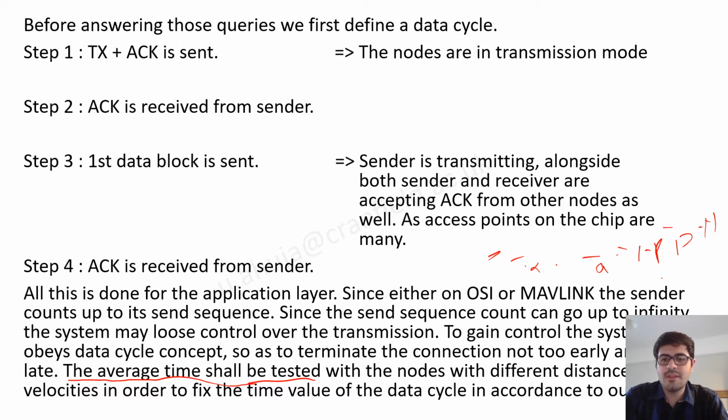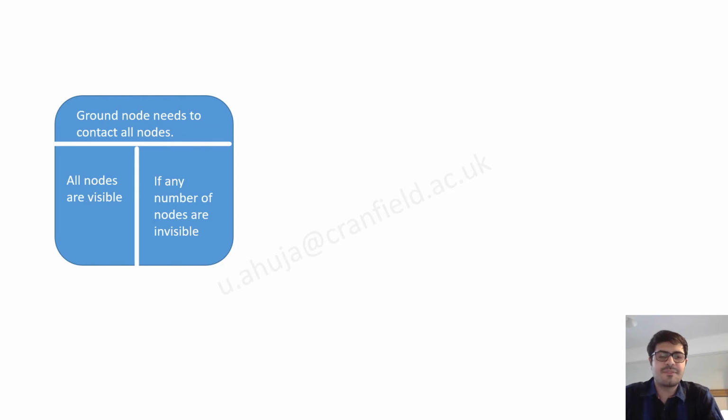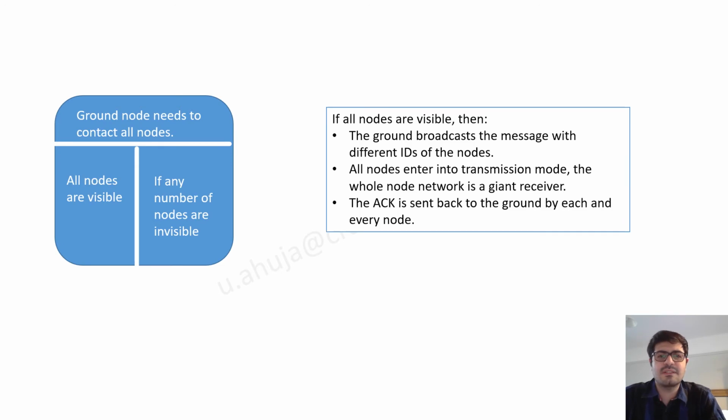So let me clear that up. How do we proceed? With our scenario that we just described, the ground node needs to contact all nodes. Either all nodes are visible, or any number of nodes are invisible. We first consider the case where all nodes are visible. Then the ground broadcasts a message with the different IDs of the nodes. All nodes enter into transmission mode. The whole node network is a giant receiver. The acknowledgement packet is sent back to the ground by each and every node.